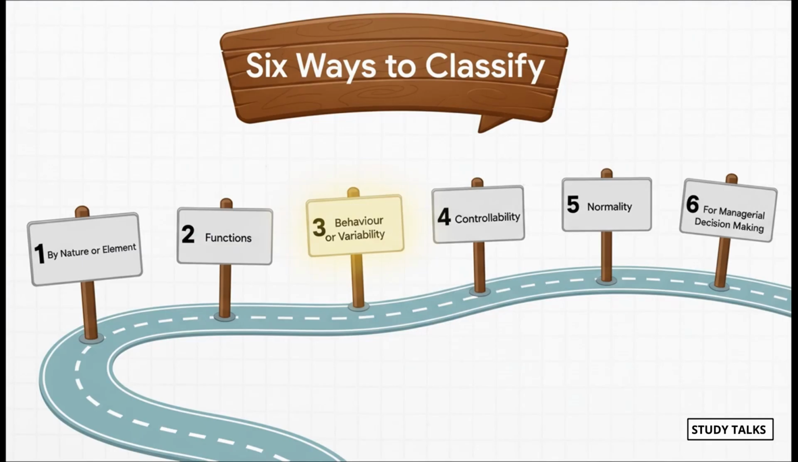And here it is. This is our game plan for this explainer. We are going to walk through the 6 main ways we can classify costs. We'll start with the most basic one, by nature or element, and then we'll build our way up to the more complex stuff that managers use for making big decisions.